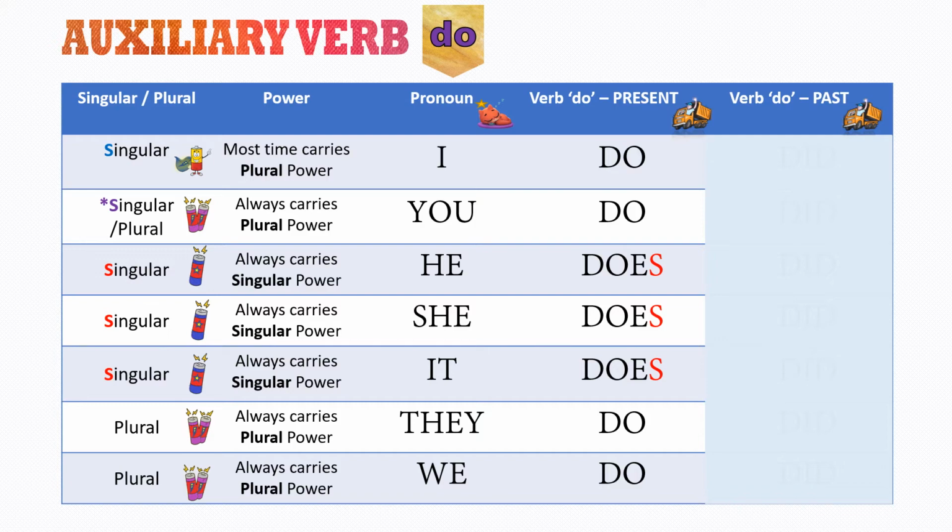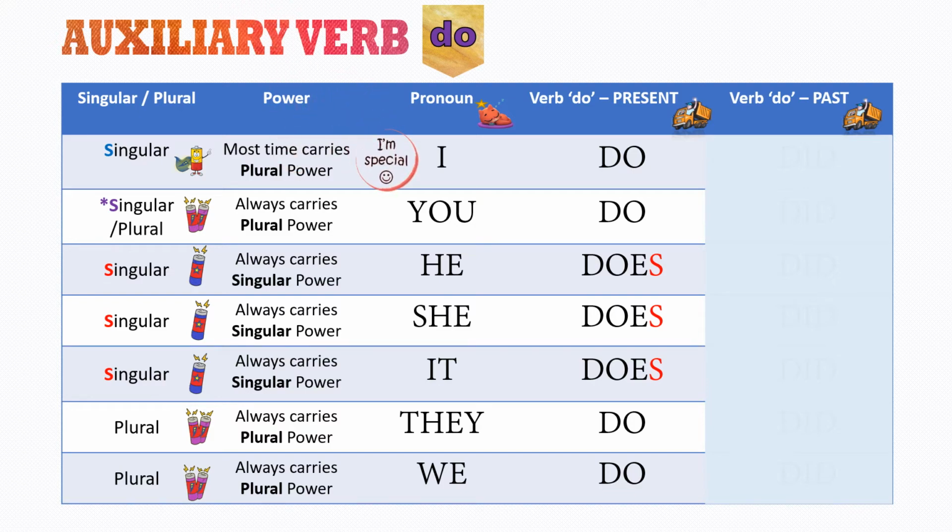Do is used for the pronoun you, they, and we because they all carry plural power. He, she, and it use does because they carry singular power. Do you notice that the pronoun I uses do, which is the same as the plural pronoun you, they, and we? That's because although the pronoun I is singular, most of the time it will carry plural power. Just remember that I am special.